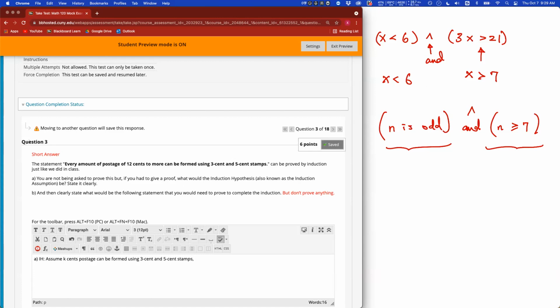Now you need to be aware, you need to give a parameter for K. So K will be the same parameter as the question, right? So your n. Now here we have for every amount of postage of 12 cents or more. So we know K will be at least 12.